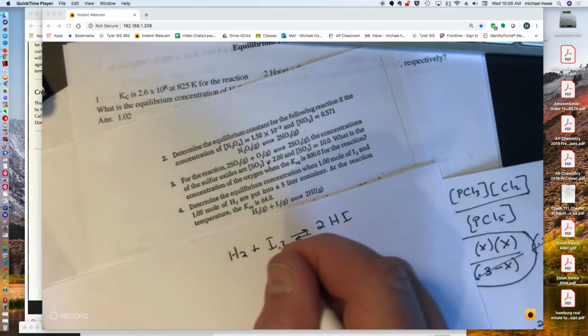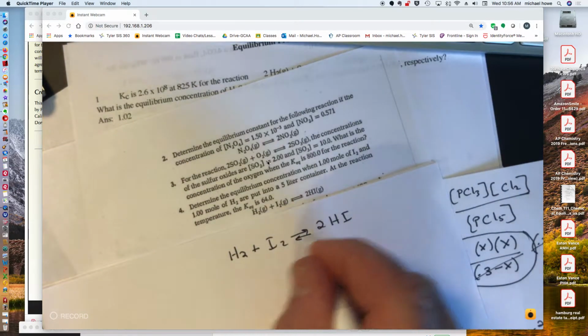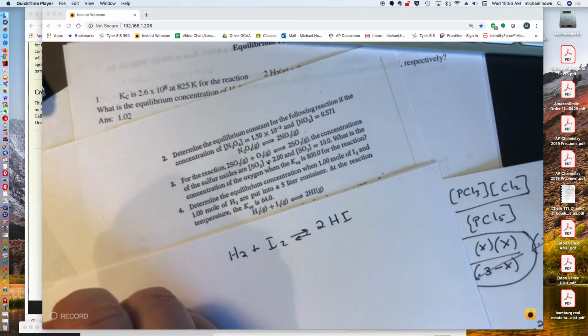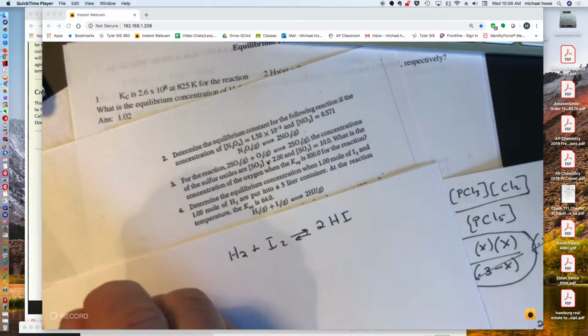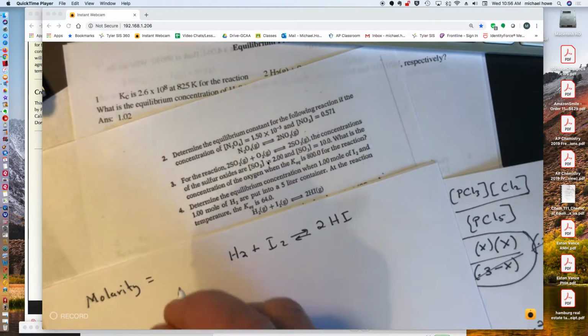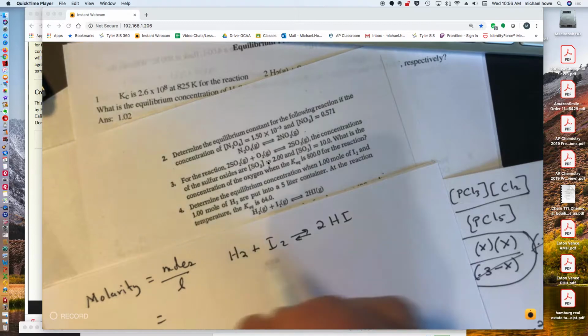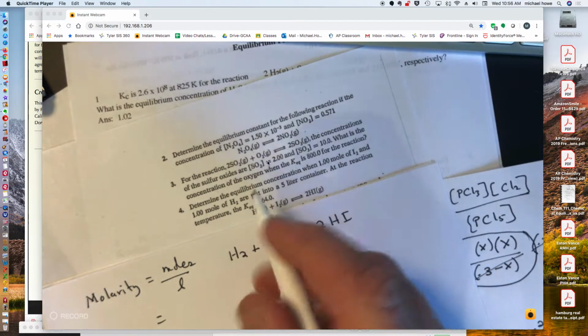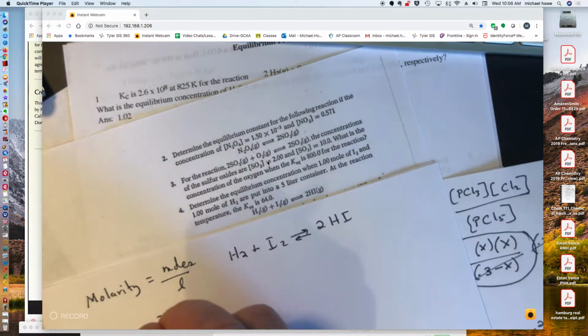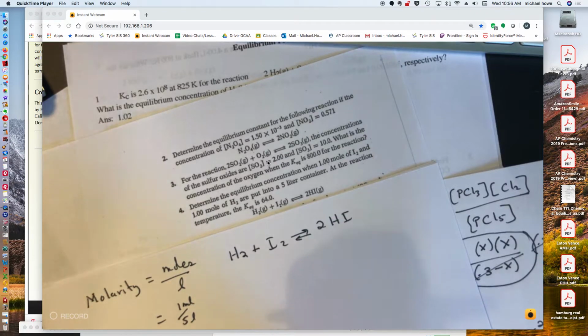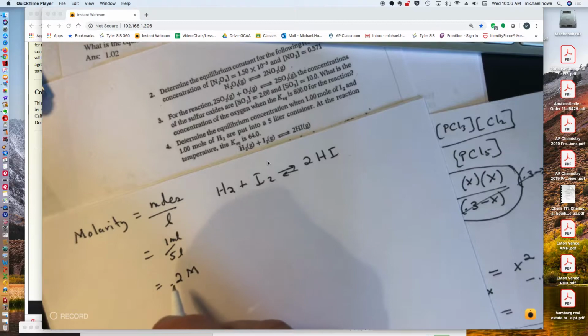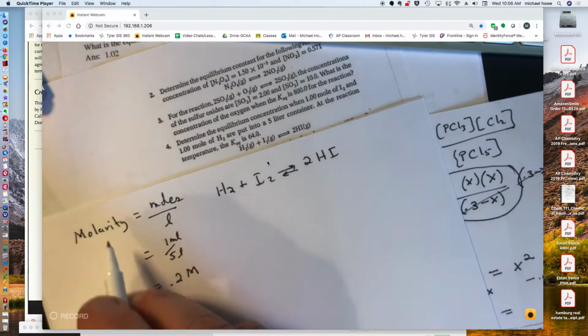So remember that we have to have these concentrations in moles per liter, something we call molarity. And molarity equals moles divided by liters. So in this case, I've got 1 mole, 5 liters, so it'd be 1 divided by 5. 1 divided by 5 is 0.2, and I'm going to put a capital M. That's what molarity is written as. Capital M means molarity, moles per liter.